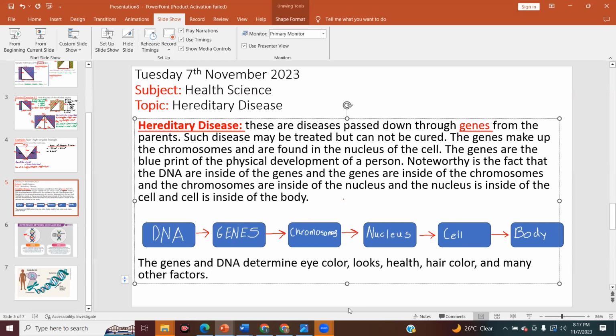Whether it be light skin color, even how you speak, all those things come by and large from your parents. So the genes and DNA determine eye color, looks, health, hair color, and many other factors. All right.